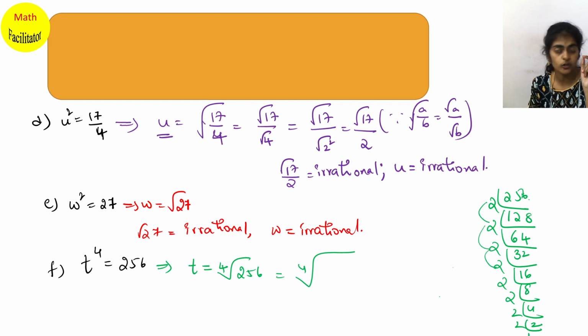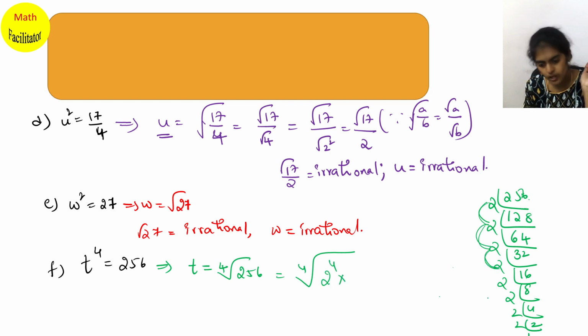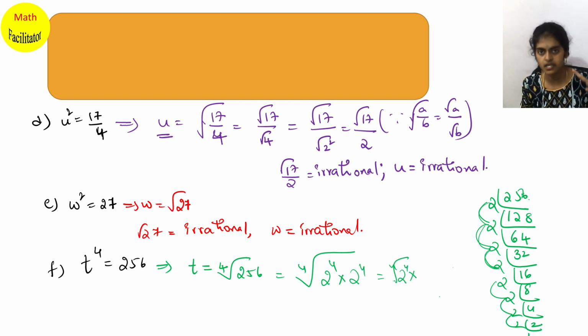Okay, so fourth root, you have learned it in the square roots chapter. If you want to find cube root, you will take 3 numbers together. If you want fourth root, you will take 4 numbers together. 1, 2, 3, 4. How many 2's? 4. 2 power 4, and again here 1, 2, 3, 4, 2 power 4. So can I write this as 2 power 4 into 2 power 4? If I separate the roots, fourth root of 2 power 4 into fourth root of 2 power 4. Now fourth root and fourth root cancel, so I'll have 2 2's are 4.